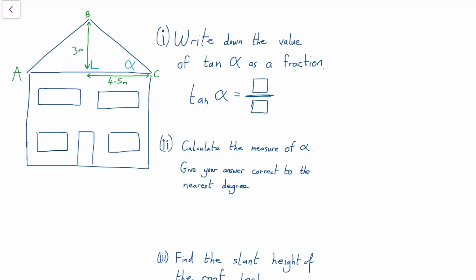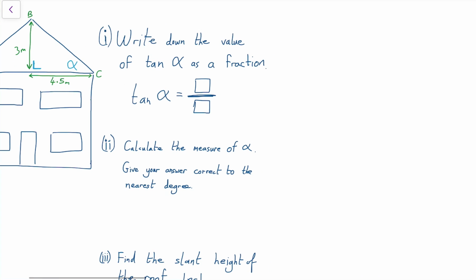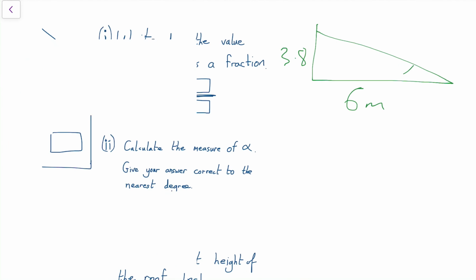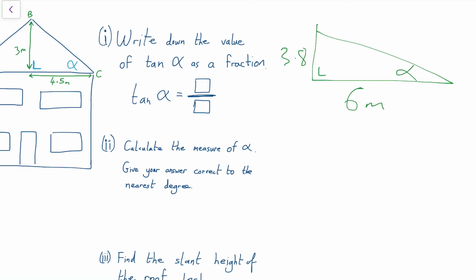Here we've got a question with a house in it. It doesn't really matter what it is. It could be the sail of a boat, the side of a skip, a ramp, lots of things. Part 1 asks us to write down the value of tan A as a fraction. We can see our information is it's 3 meters tall and 4.5 meters long at the bottom. So we draw ourselves a little triangle, give ourselves some numbers, say 3.8 and 6 meters, label this angle alpha, and make sure we're working on a right-angled triangle. That looks like the part of the roof we're interested in.